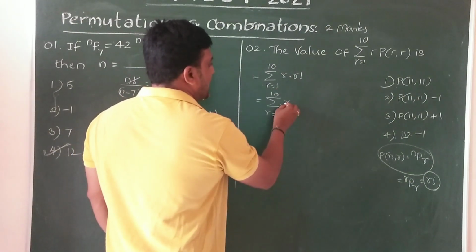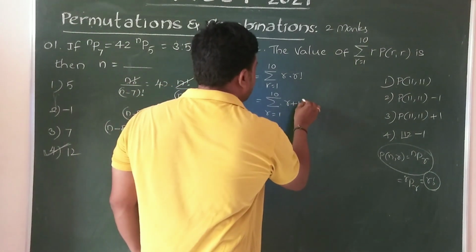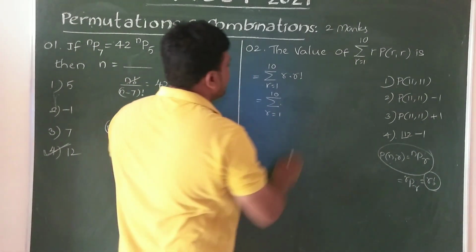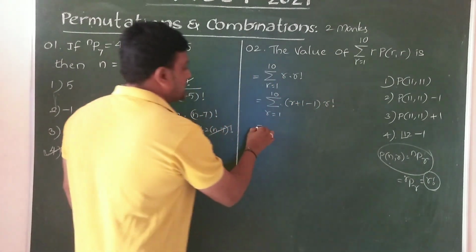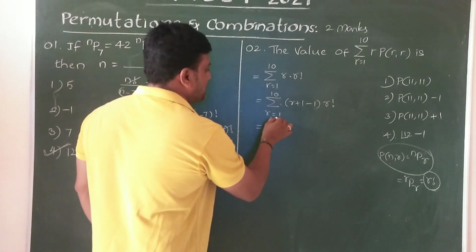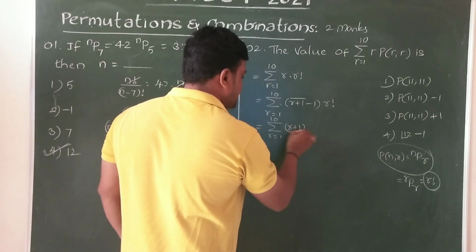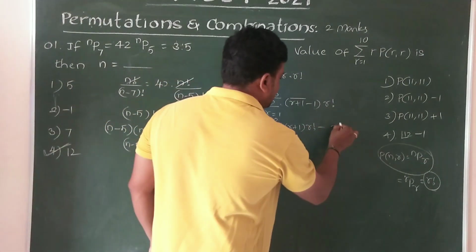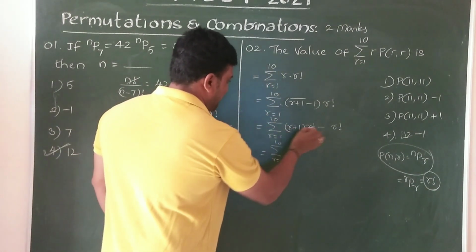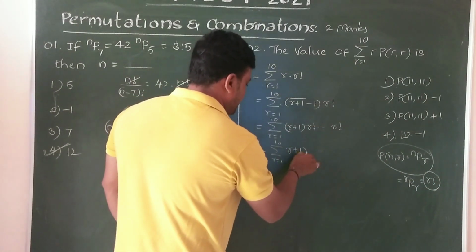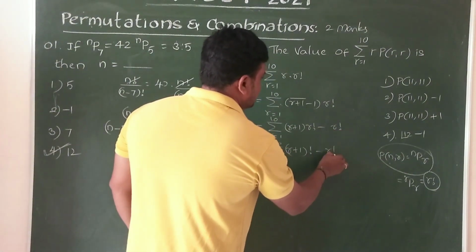Now it is r into r factorial. Shall I write r as (r plus 1) minus 1, into r factorial? Then summation r equals 1 to 10 of (r plus 1 minus 1) into r factorial. In the next step, (r plus 1) into r factorial is (r plus 1) whole factorial, minus r factorial as it is.